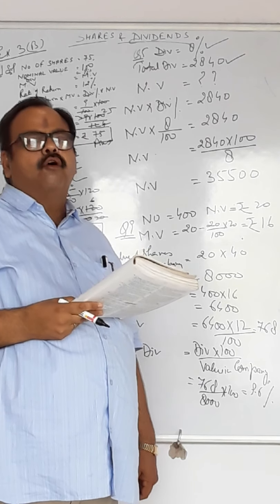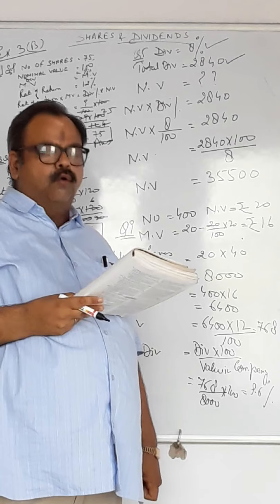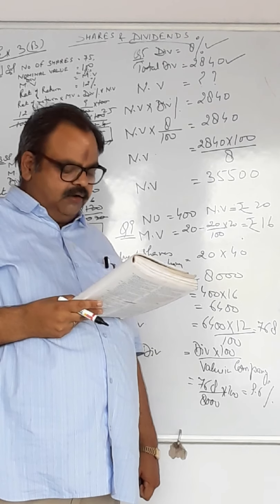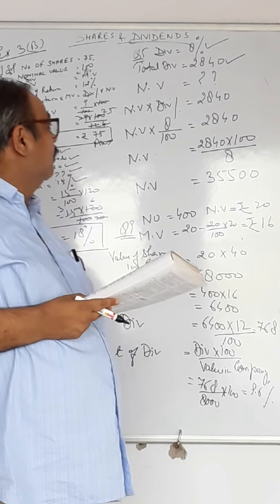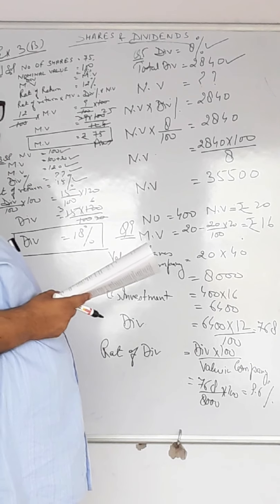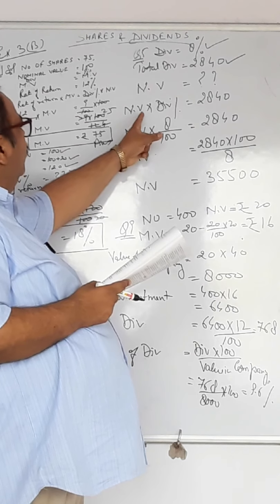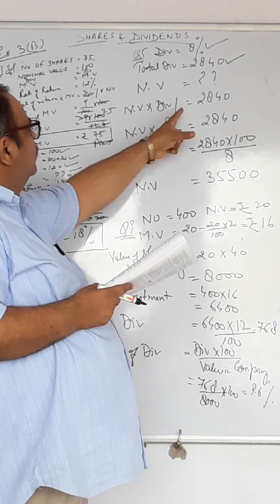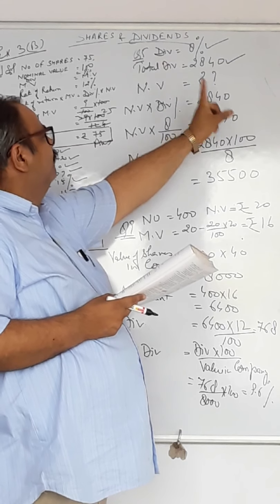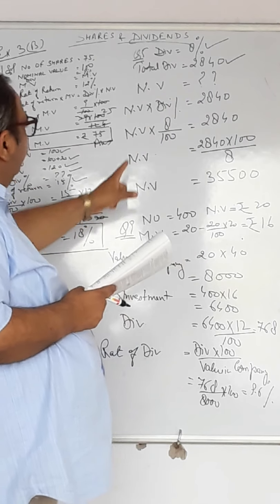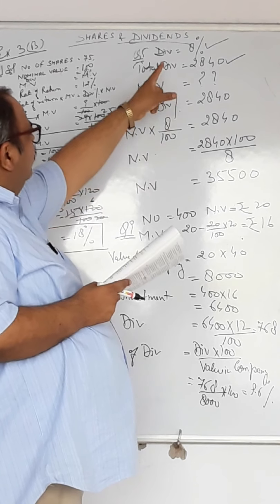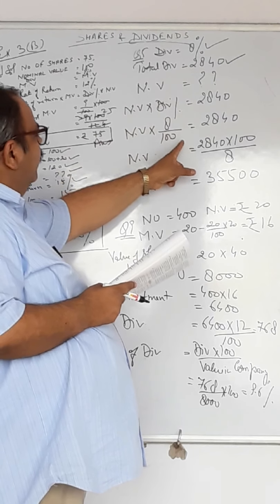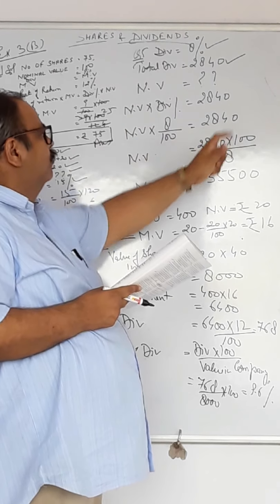In this, nominal value is unknown. So what we can do is nominal value into dividend percent is equal to whatever the dividend we have got. Nominal value unknown, dividend percent we have given 8%. 8 upon 100 is equal to 2840.